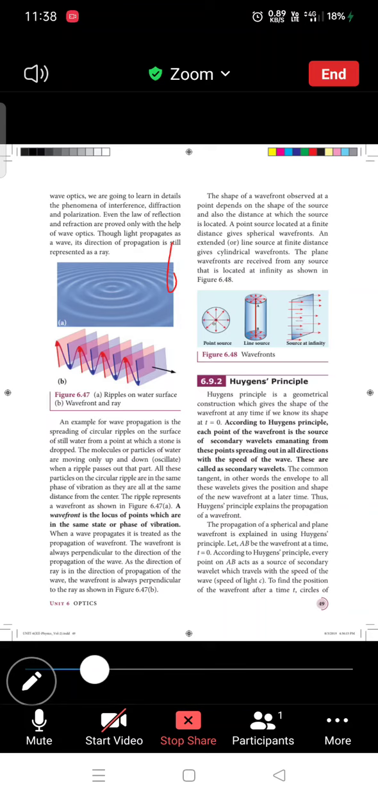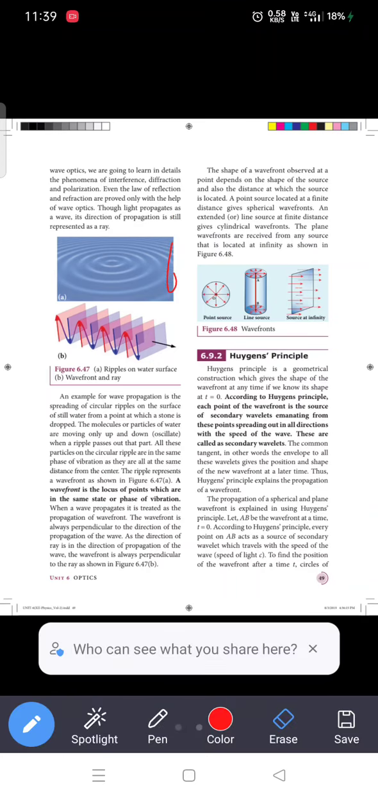A wavefront is the locus of points which are in the same state or phase of vibration. When a wave propagates, again I'll read that: a wavefront is the locus of points which are in the same state or phase of vibration. Locus of points means, if I have a circle after dropping a stone, I will have the circle like this. In this, I have a number of wavelets. This is the locus of points.